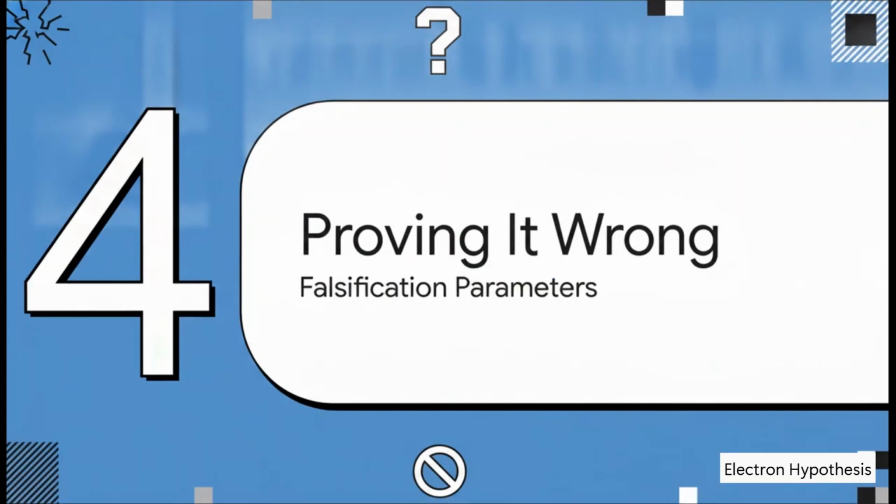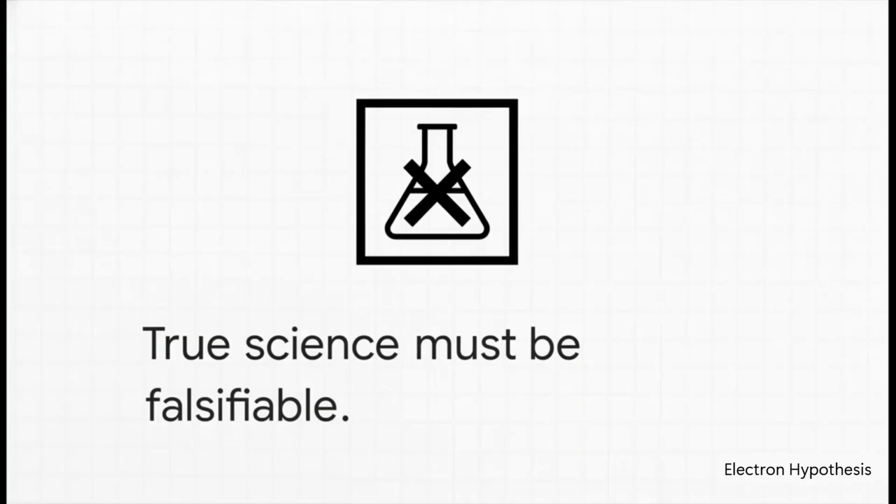All right, Part 4, proving it wrong, falsification parameters. You know, true science must absolutely be falsifiable. That means a researcher has to be brave enough to say, hey, if you see X, Y, or Z happen in the lab, my theory is totally incorrect.